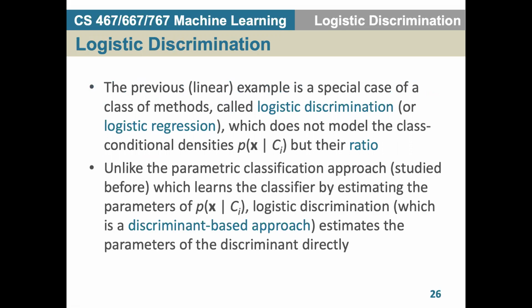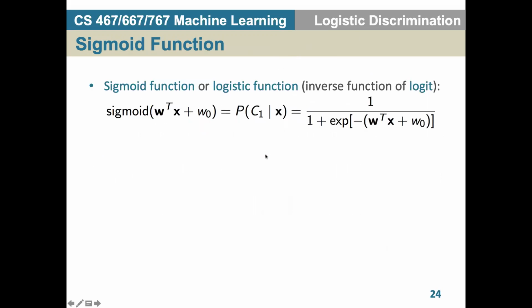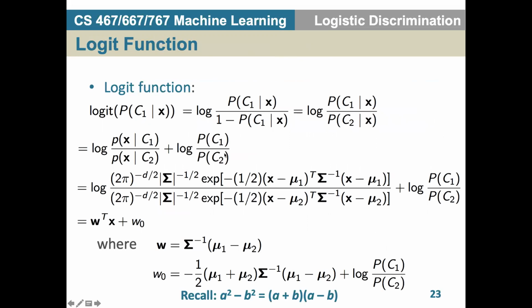So unlike the parametric classification approach. Oh, by the way, maybe you will ask: we are talking about this ratio, P(x|C1) divided by P(x|C2), right? But it's the same as this ratio. The reason is very simple. If you come back to here, this term is constant. So this ratio and this ratio are almost the same. This is the prior, which is constant.